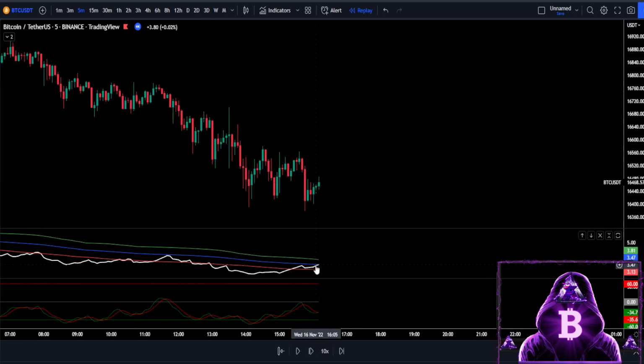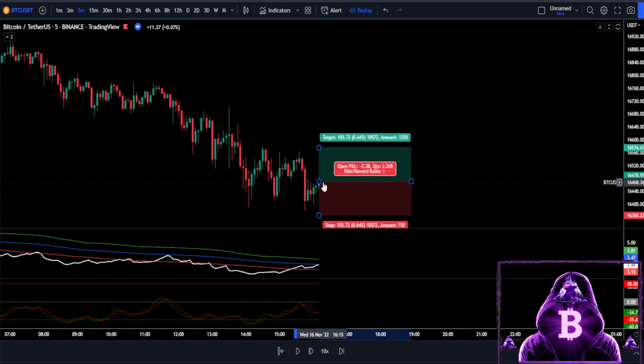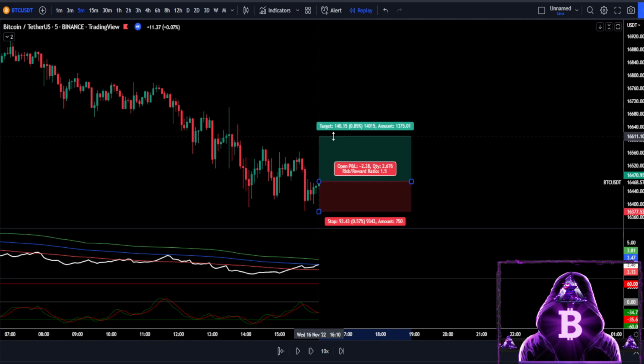So we see that our white line broke above our blue moving average there, and looking down towards our wave trend, we are still positioned below our 50 level. So we can safely enter a long position on the close of our trigger candlestick, bring our stop loss down towards our most recent swing low, and once again targeting 1.5 times the risk.